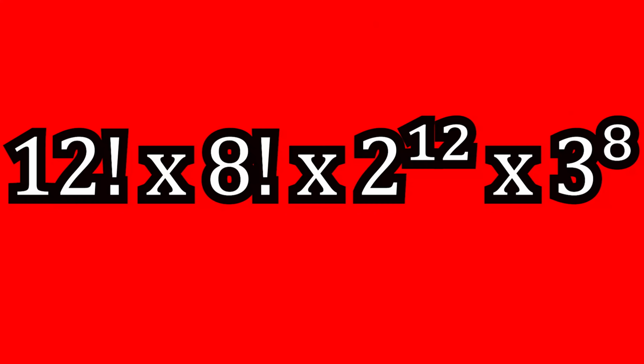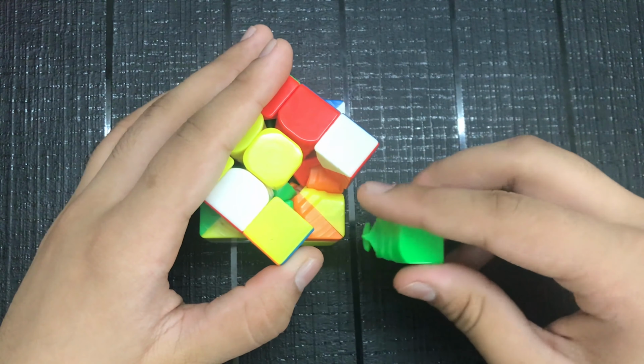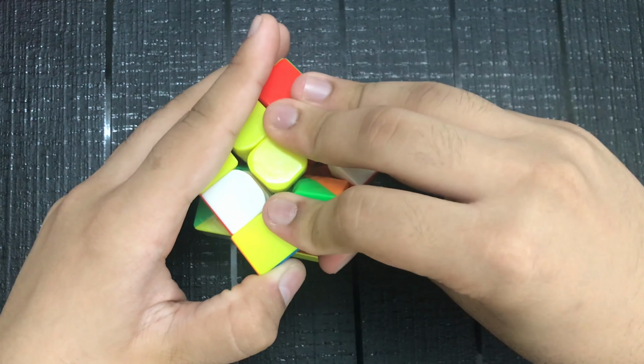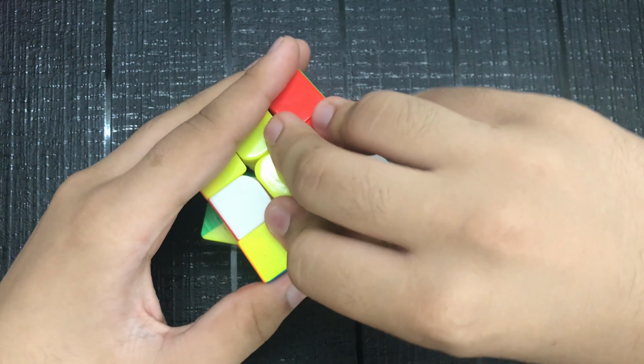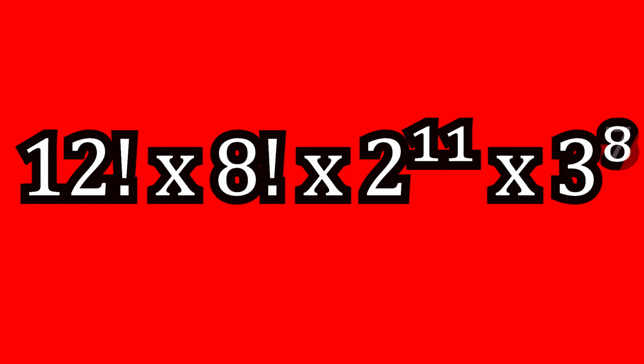So in our formula, we change 2 to the power 12 to 2 to the power 11, because the last one only has 1 possible orientation and not 2. Now same thing with our corner. There's only 1 possible way we can orient the last corner so that the cube is solvable. So the 3 to the power 8 becomes 3 to the power 7.